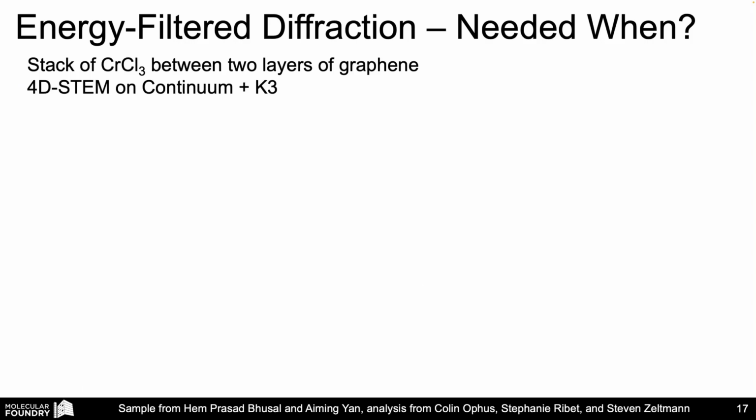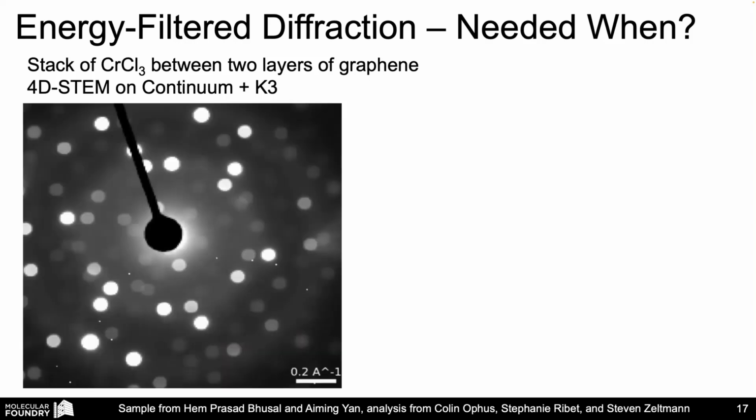However, if we look at this other example, this is a sample from Hem Prasad Busal and A-Ming Yan's group, also recorded by Stefan Han. Here is what the diffraction patterns look like. These are fairly complicated samples. They have chromium chloride sandwiched between layers of graphene or graphite. And so there's a whole host of different diffraction spots that we measure here.